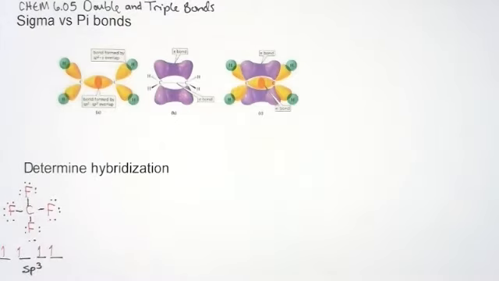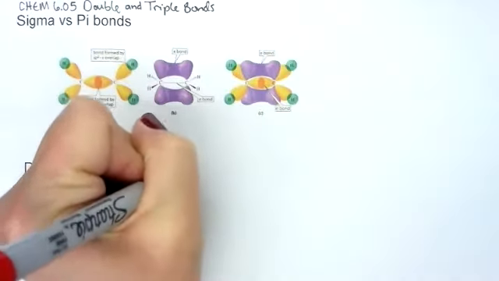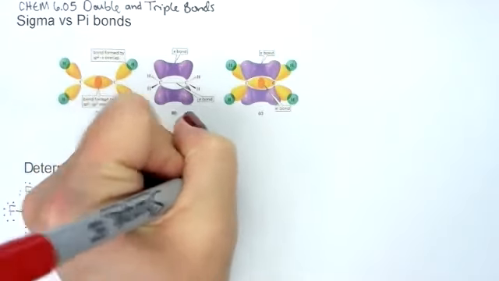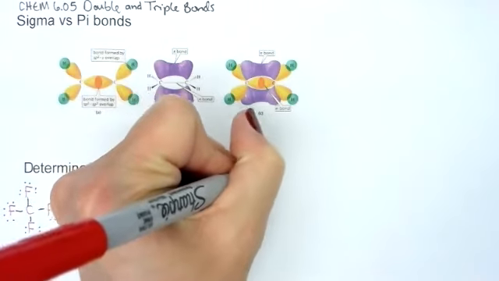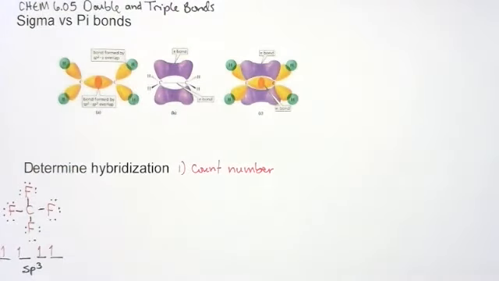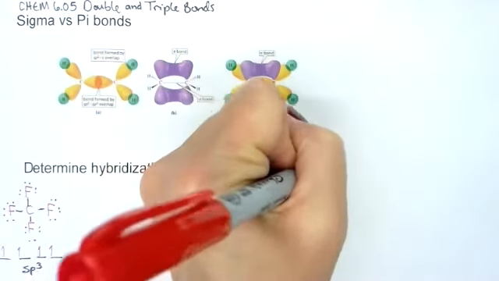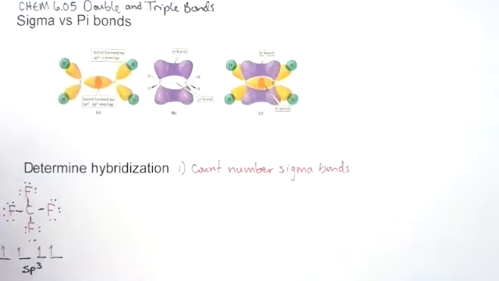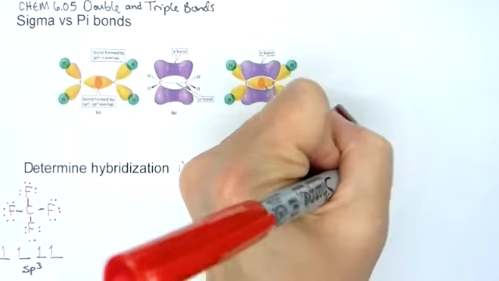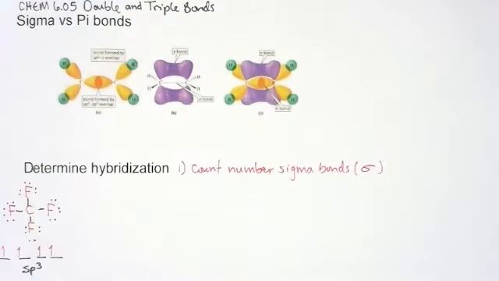So to determine hybridization, you have to do 2 things. The first thing is you have to count the number of what are called sigma bonds. Sigma bonds. And the symbol for sigma looks like a referee's whistle a little bit.